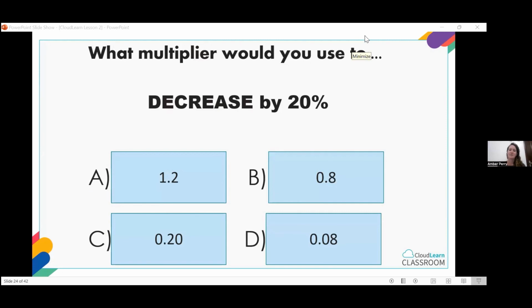So to decrease something by 20%, I'm starting with 100% and I want to reduce it. I want to take 20% off. What have I got left? Decrease seems to be easier. I think people are getting that quicker. And really good. Yeah, well done.